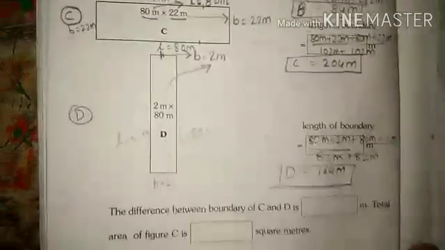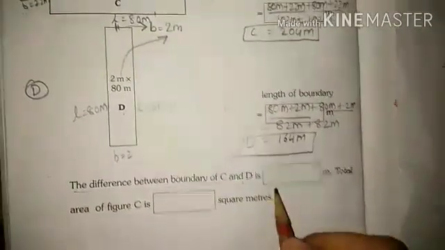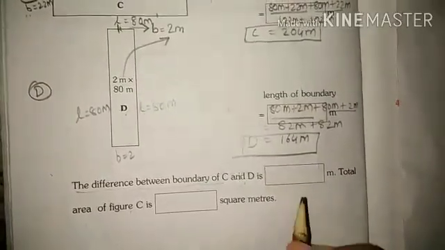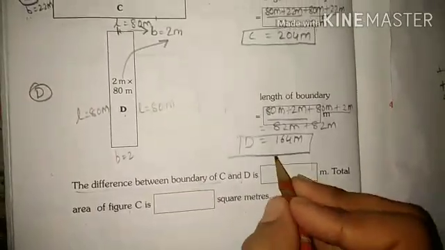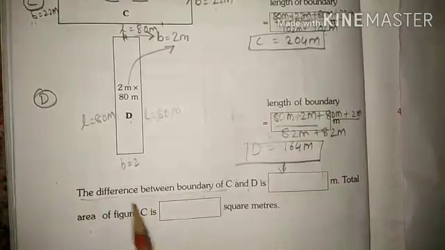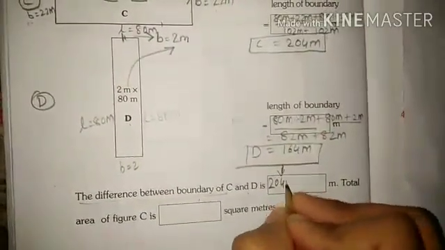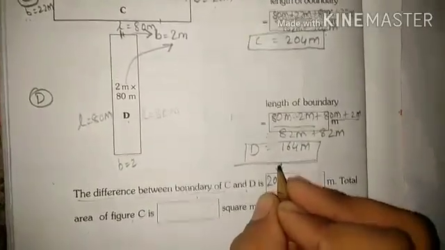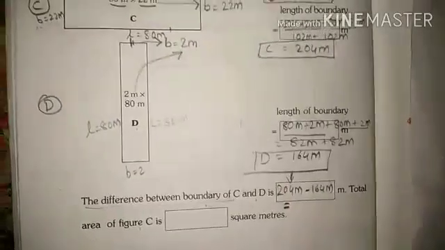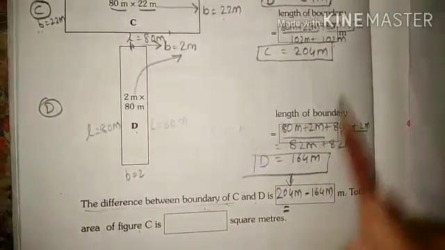Now students, in the next sum what we have to do is: the difference between the boundary of C and D is dash meter. Total area of figure C is dash square meters. So students, let us do this first part first. Here it is given that for C and D, the total boundary we found is 204 meter for C, and for D it is 164 meter. Now students, difference means we subtract, that is, how much difference there is between these two.